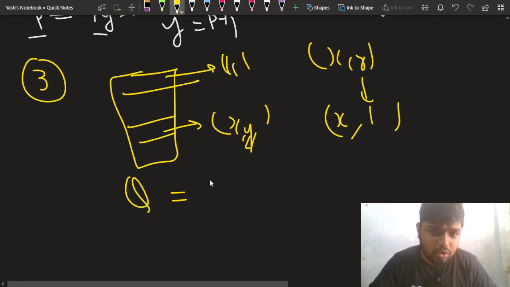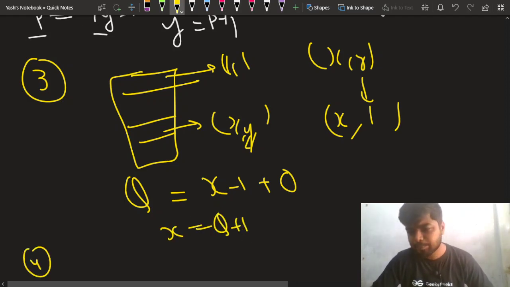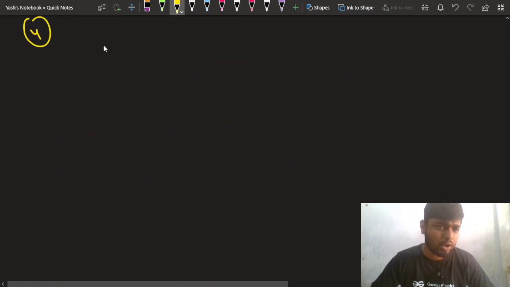Since you know that, what will it be? x minus 1 plus 0, right? Because 1 minus 1 will give me 0. So x will be nothing but q plus 1, right? And for the last case, what will happen? For the last case, you have to pass 2 points, right?